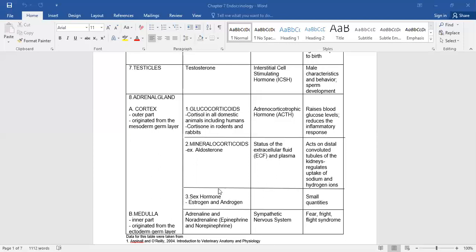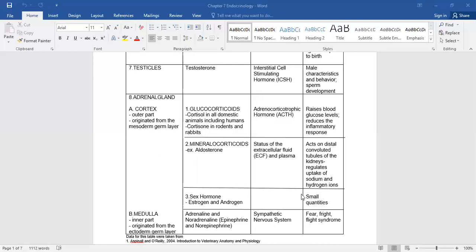And then the cortex is also responsible for producing some sex hormones. For the males, you still have estrogen, but it's not being produced by your testicles. It's actually produced by your adrenal cortex. So if you do have estrogen levels, just minute, it's being produced by your adrenal cortex. For us females, we also have androgen. It's being produced again by the adrenal cortex, however in small quantities.